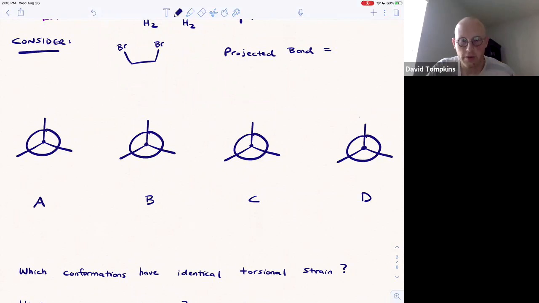So in this lecture now, we're going to expand upon some of the ideas of conformational analysis, such as steric and torsional strain that we defined in the previous video. Now we're going to look at a specific example with this compound, 1,2-dibromoethane.